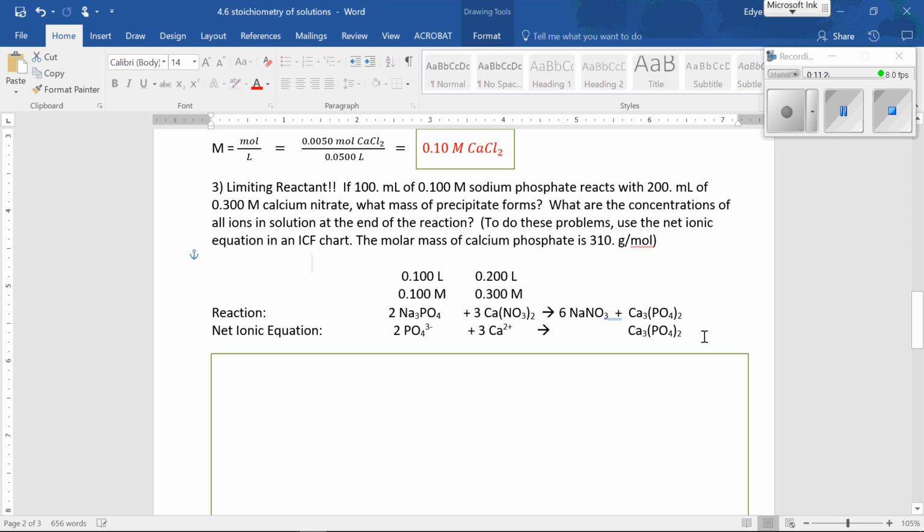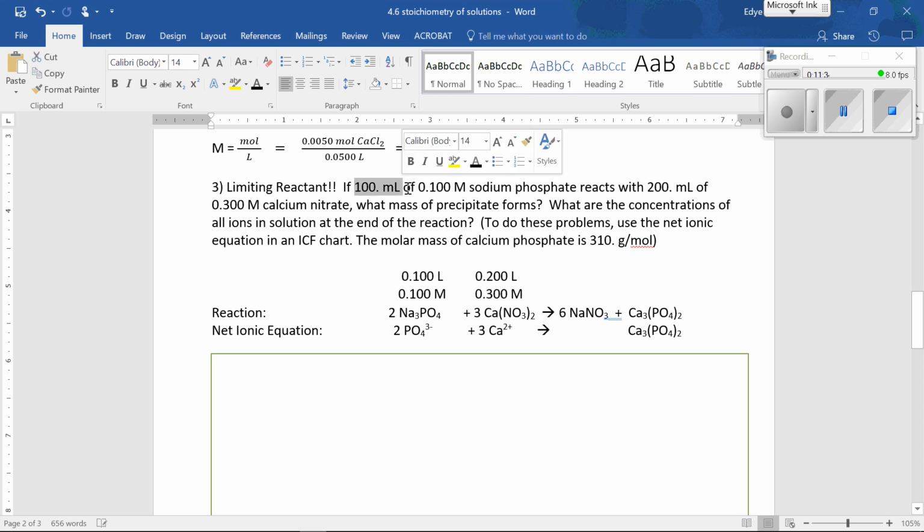I just converted those directly to liters immediately. So that 100 mLs right here, I just wrote as 0.100 liters because it is 0.1 liters. And that 200 mLs right here, I just wrote that in liters. I simplified the process and skipped a step here.